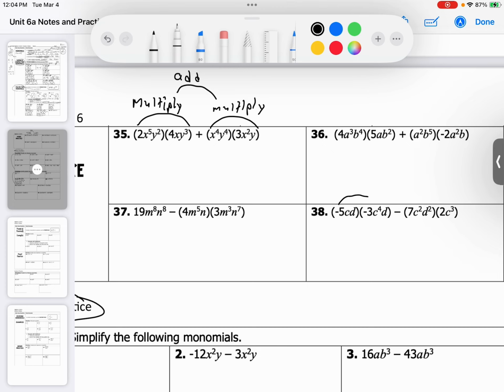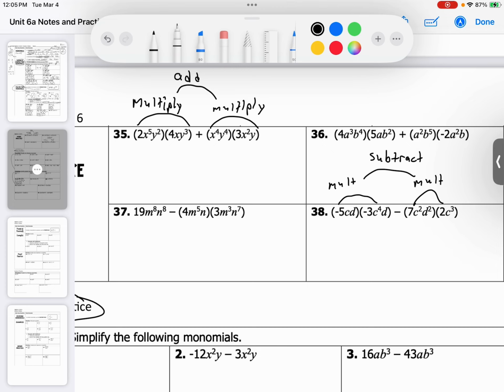Or on problem 38, same thing. These are being multiplied together. These are being multiplied together. But the two things that we're multiplying together are being subtracted from each other. So we're going to have to multiply and then subtract on number 38. So let's look at what that looks like.